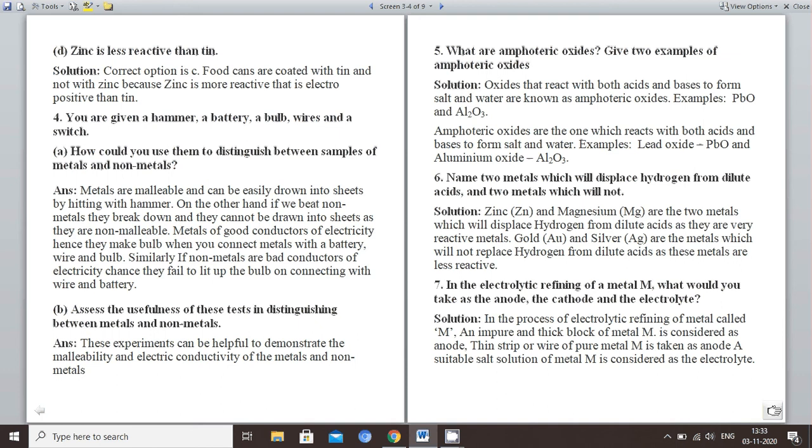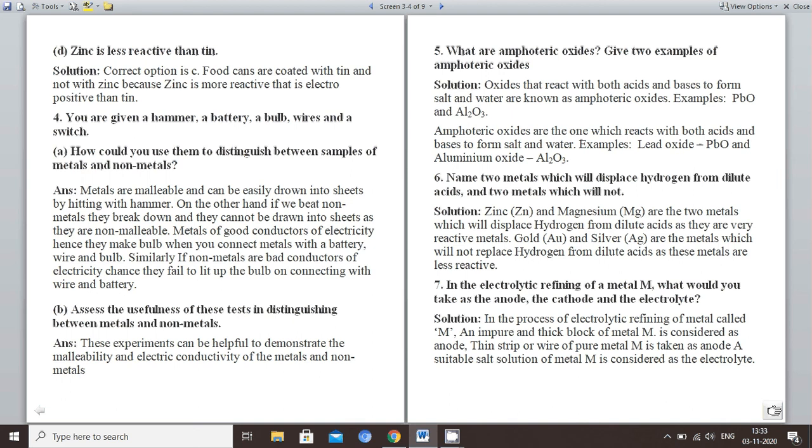Next, metals are good conductors of electricity, so they will complete the electric circuit and the bulb will glow. That shows metals are good conductors of electricity, hence the bulb glows when you connect metals with a battery, wire and bulb. Similarly, non-metals are bad conductors of electricity, so they fail to light up the bulb when connected with wire and battery. So that means कि non-metals bulb glow नहीं कराएंगे.